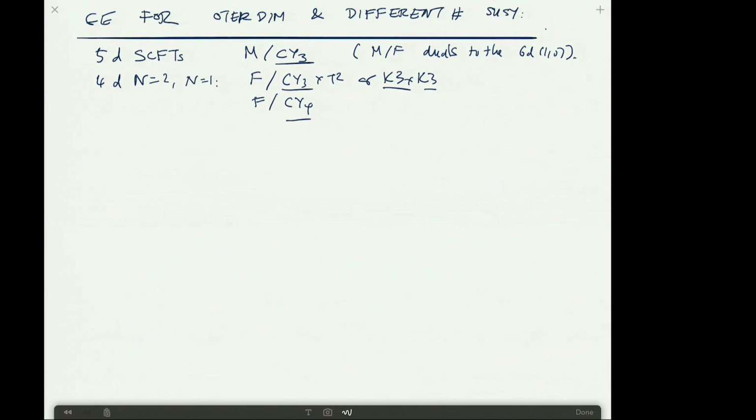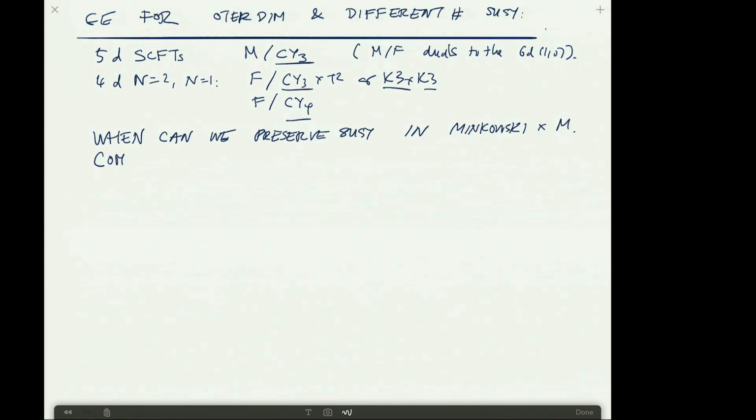And for this, it's perhaps useful to think, well, these are not actually the only options. There's an underlying theme why Calabi-Yau, etc., keep showing up in this context. So one question, which I'm sure you've heard before, is when do we actually preserve supersymmetry in, say, a Minkowski space-time times compact space compactification.